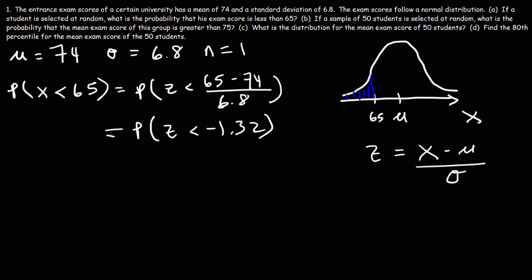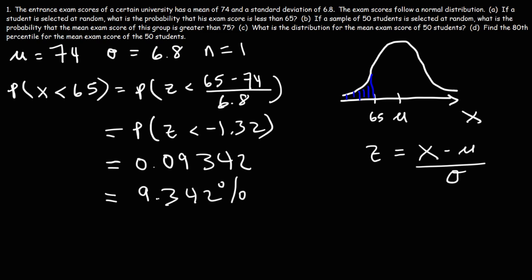So a z-value of negative 1.32 corresponds to an area of 0.09342. So what this means is that there is a 9.342% chance that if we select a student at random, that's going to be the probability that his score is less than 65. So this is the answer in the form of a percentage. To get that number, just keep in mind you need to multiply this by 100.